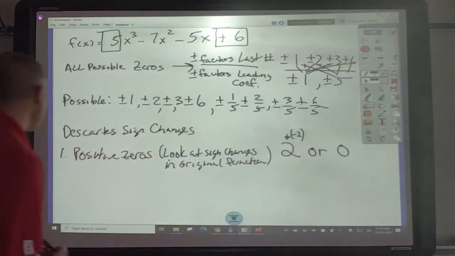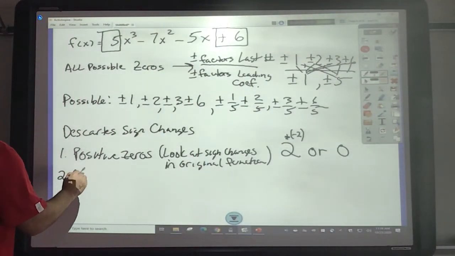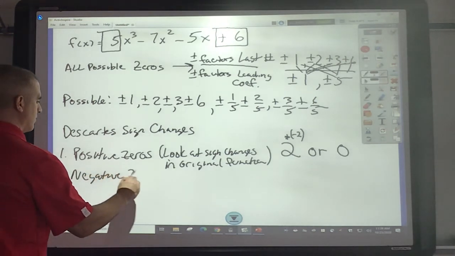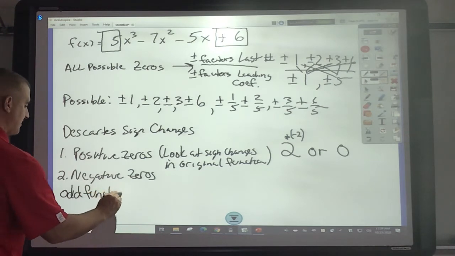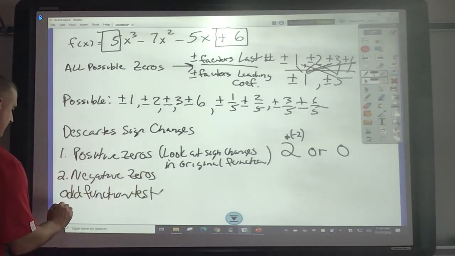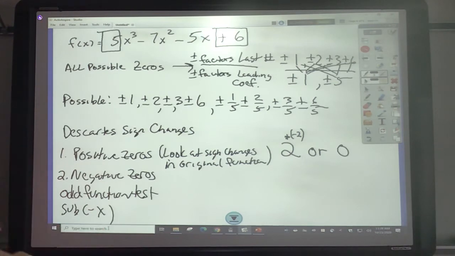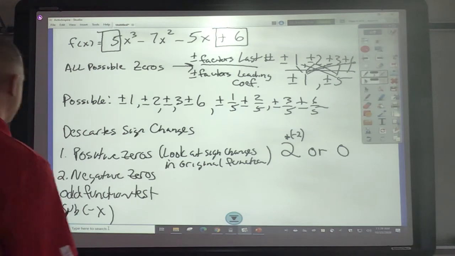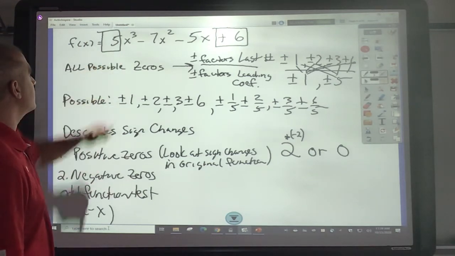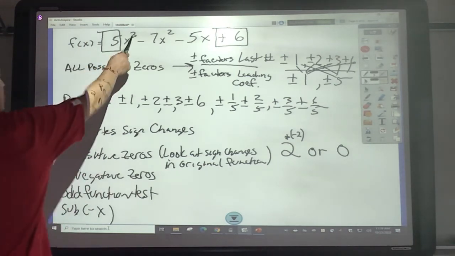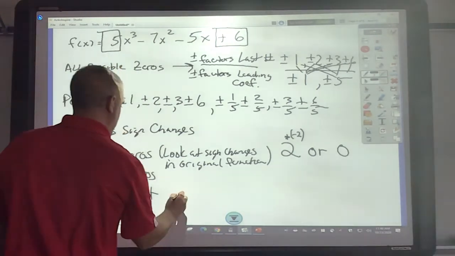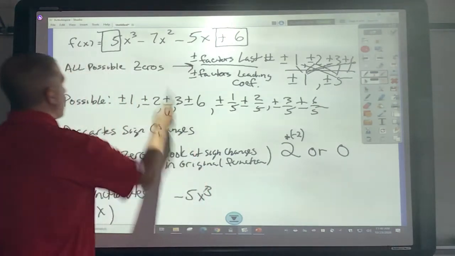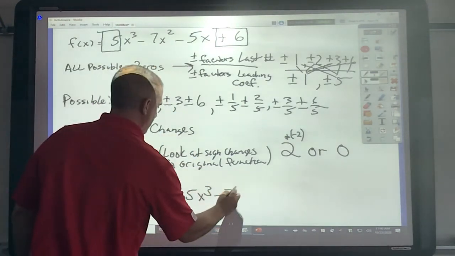Now, to figure out the negative zeros, do the odd function test, which is substituting negative x. Now this is something we did in the first unit, where I substituted this negative for x. Now what happens? In odd functions, remember that changes it. In even functions, it keeps it.